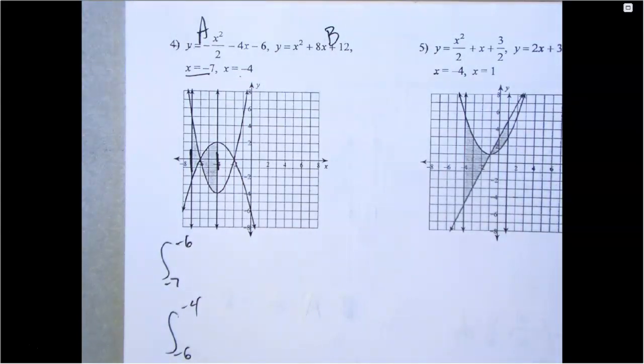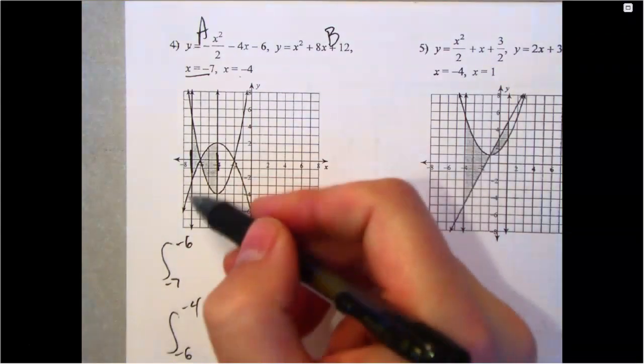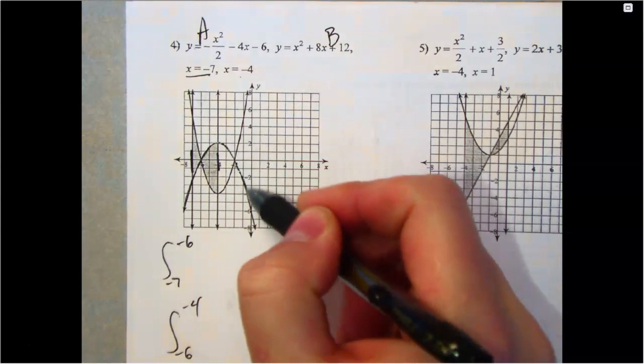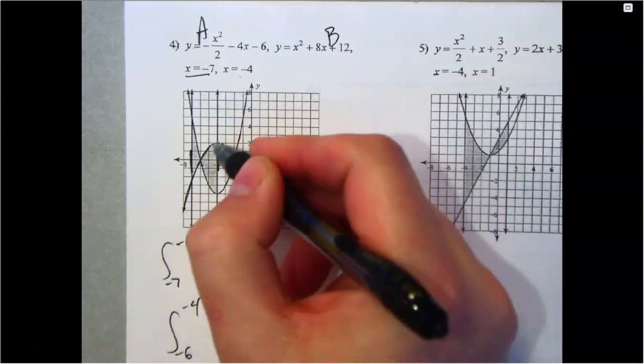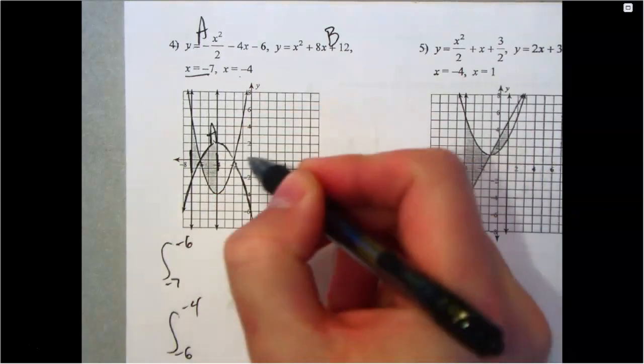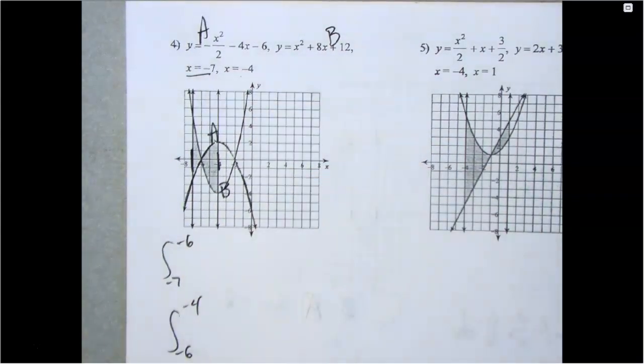One of them is a positive x squared, and one of them is a negative x squared. A positive x squared is a regular parabola, right? If it's a negative x squared, what does it do to that parabola? It flips it upside down, right? So which one is this one, A or B? That one's got to be A, right? And then this one has to be B.